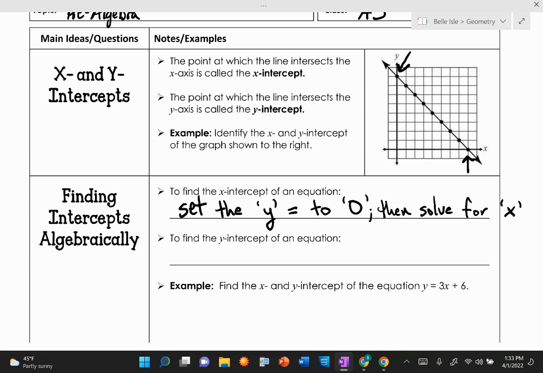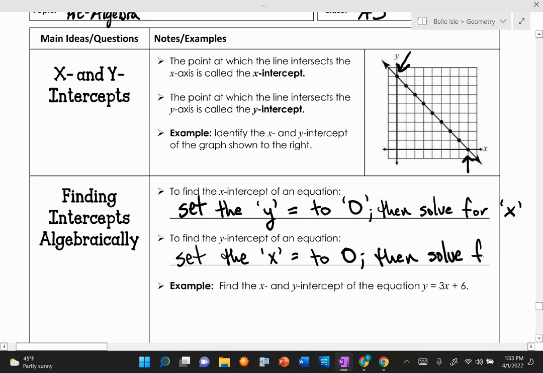Okay, so to find the y-intercept, you're going to basically do the same thing. You're just going to change out a couple of things. So you're going to set the x equal to 0, then solve for y.